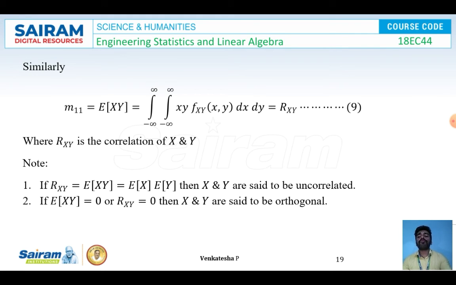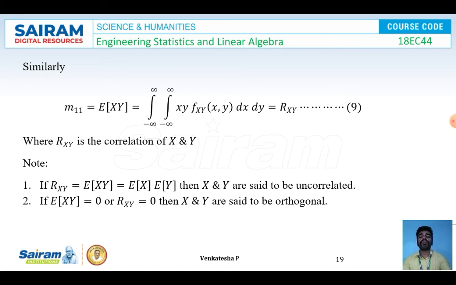Similarly, m(1,1) is given by replacing n equal to 1 and k equal to 1, and we can find the expectation of xy. So it is given by a double integration from minus infinity to plus infinity of xy f_XY(x,y) dx dy. This can be written as Rxy, and this Rxy is nothing but the correlation of x and y.